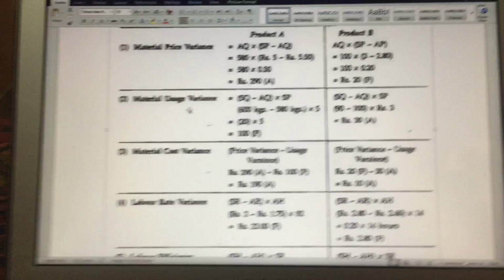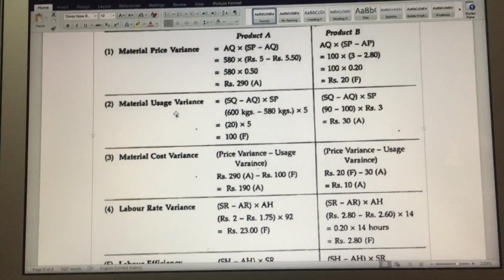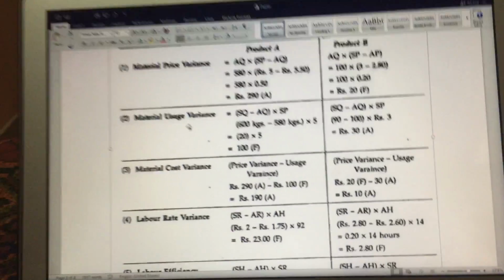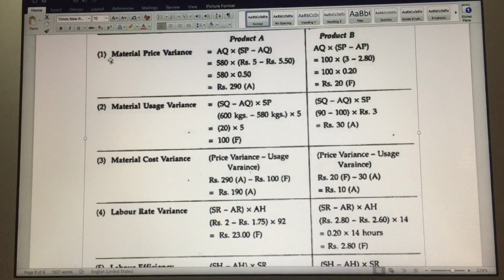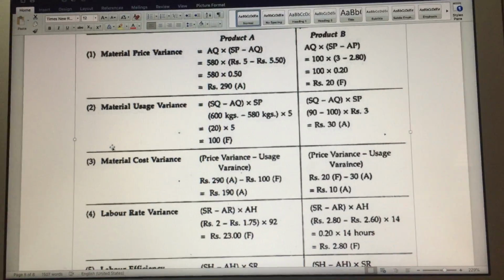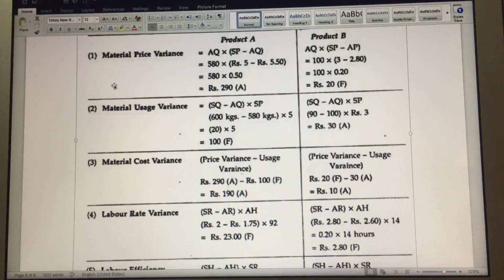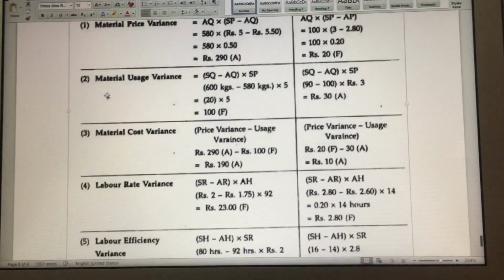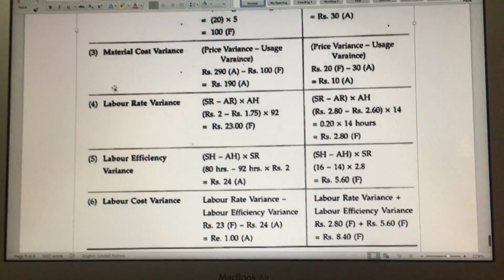So these are the basic three formulas for calculating material variances in standard costing. So you need to mug up these formulas: material price variance formula, material usage formula, and the material cost variance formula is very simple: price minus usage. Okay. So next we are moving to labor variance.